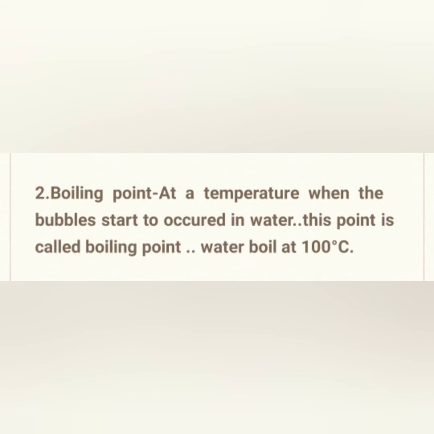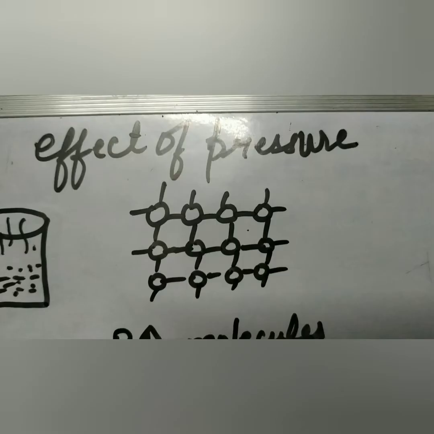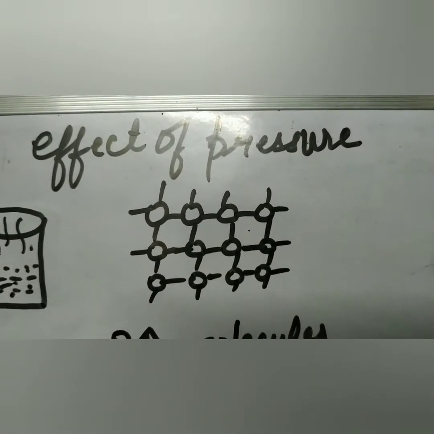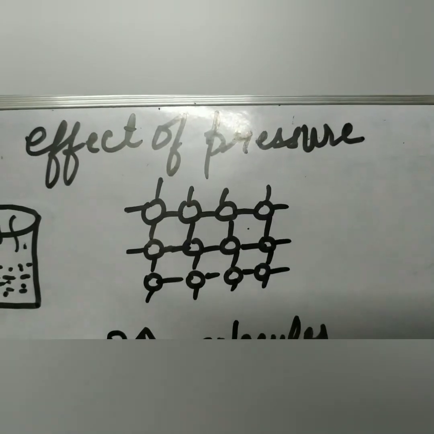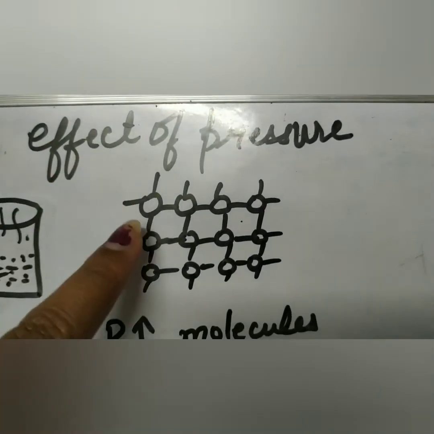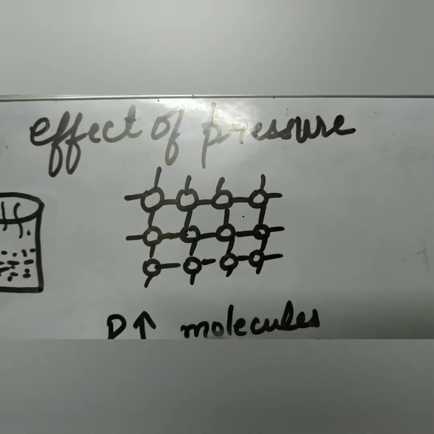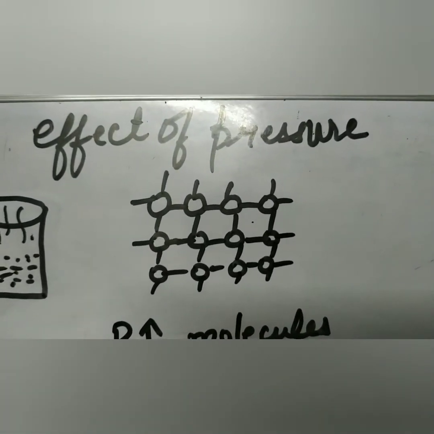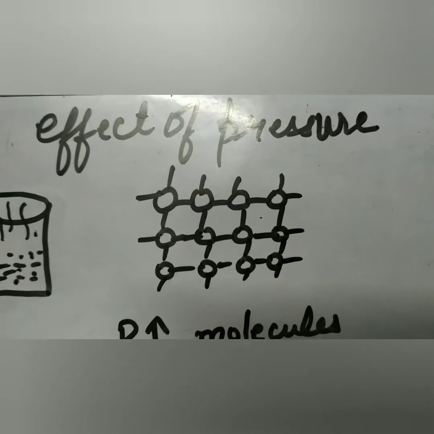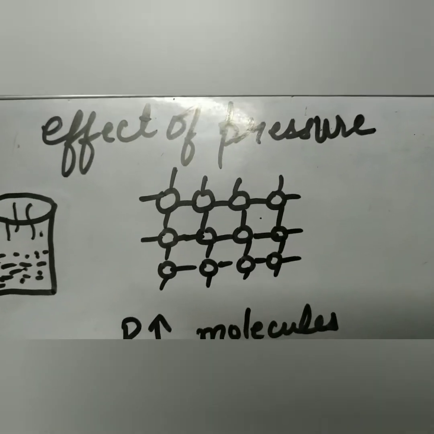Now the effect of pressure on the boiling point. Let us see. Effect of pressure at room temperature, 27 degrees Celsius. The water has bonding like this, and when we heat this, the boiling point of water is 100.